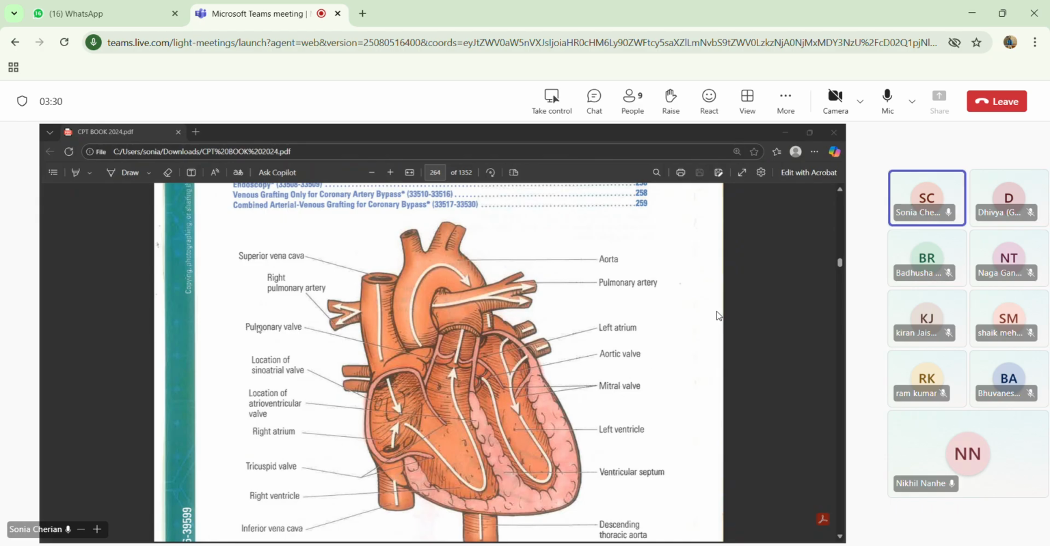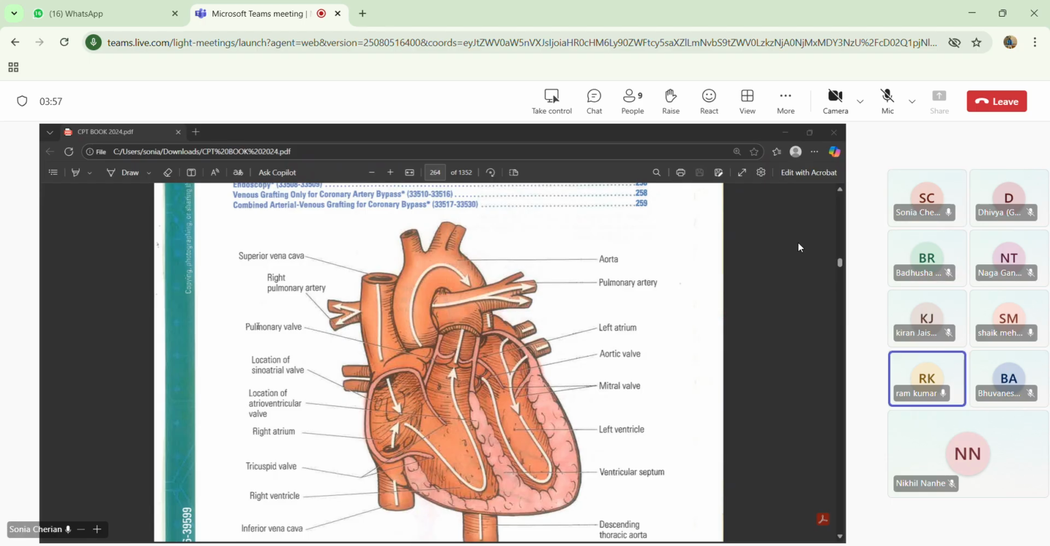Right. So there is one exception in the heart. Like we all know, the arteries carry the oxygenated blood and the veins carry the deoxygenated blood. But here, there is an exception. So which artery carries the deoxygenated blood and which vein carries the oxygenated blood? Can anyone tell me that?